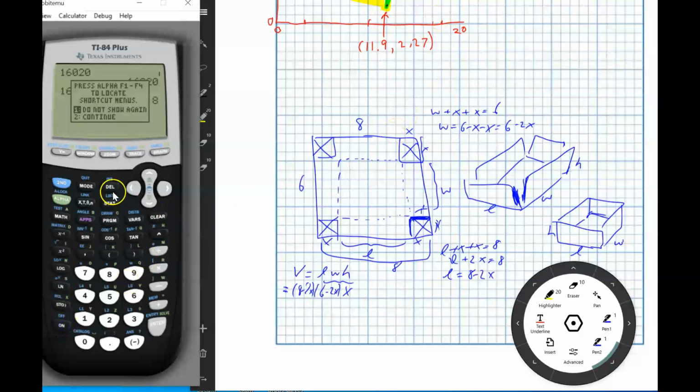So let's graph that to see what it looks like. So into y equals, we're going to type x times (8 minus 2x) times (6 minus 2x). And then we're going to graph that. And then we're going to adjust the zoom, so we'll use window. We'll adjust the zoom or the window until we can see the top of this curve. So let's say instead of 10, we'll put 100.